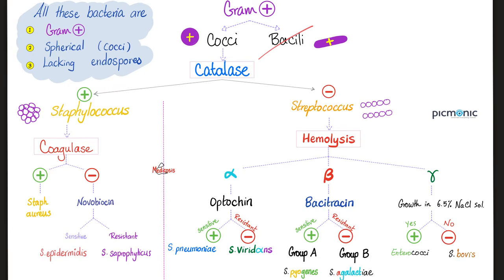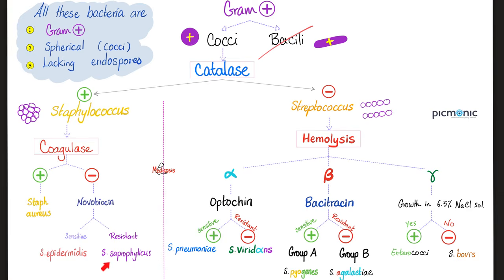Just hold your horses. Okay, medicosis, I am a cocci, a gram-positive cocci, and I'm catalase positive. Then you have to ask yourself, are you coagulase positive or coagulase negative? Oh, I'm coagulase positive. This is Staph aureus. I am coagulase negative. This is Staph that's not aureus. Examples could be Staph epidermidis or Staph saprophyticus.